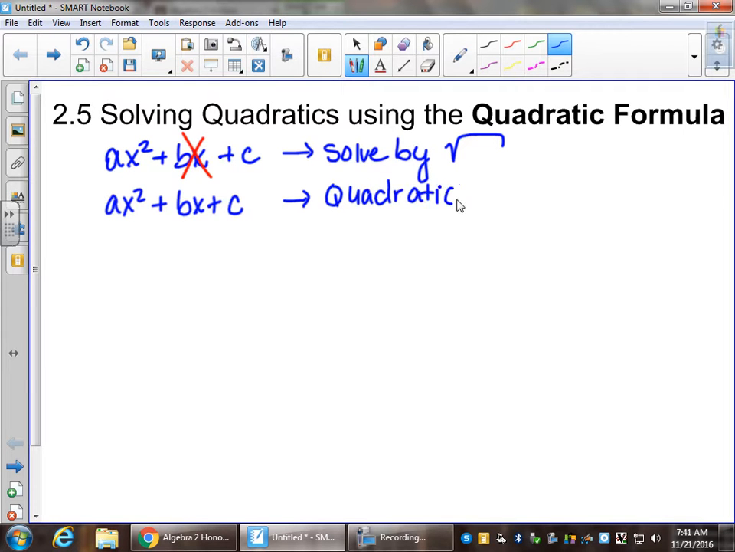So the reason I put this up before we even talk about our notes is that sometimes once we get into quadratic formula, people will try to use it for everything. But you really need to keep in mind what we've been doing these last 2 days. If there is no B term present, solving by square roots will always be our first tool in the toolbox. So let's talk quadratic formula.